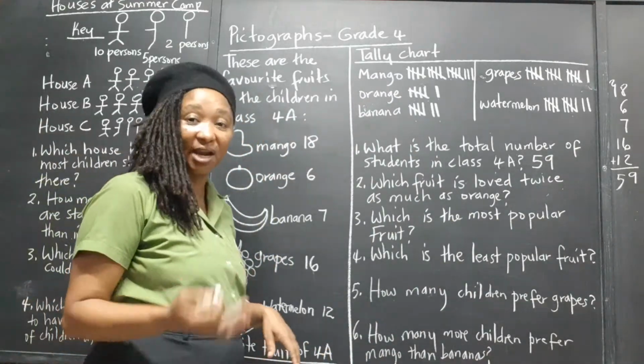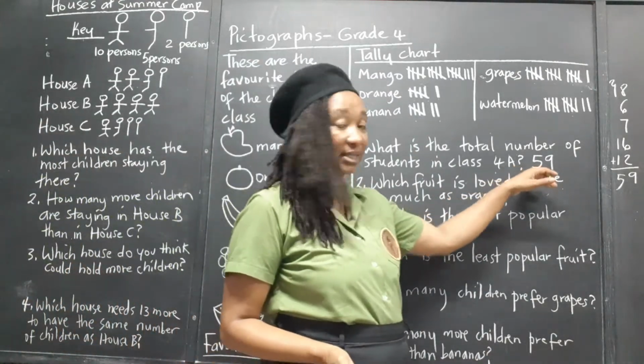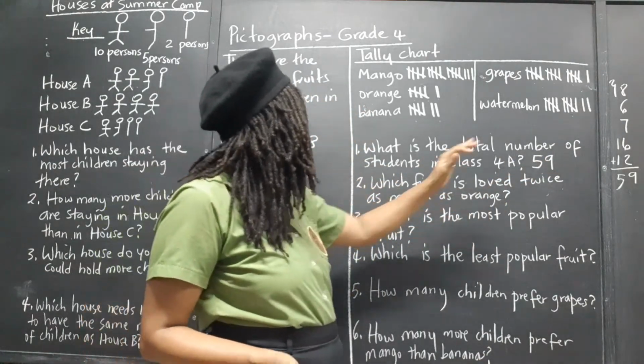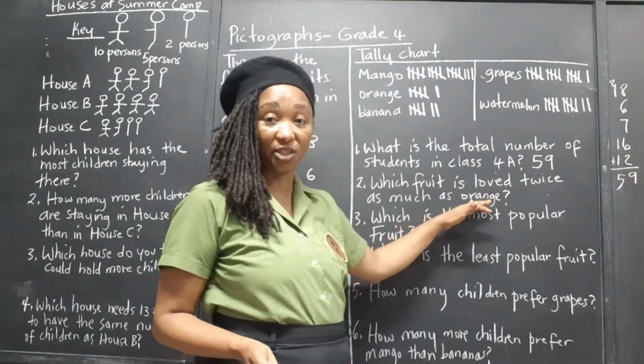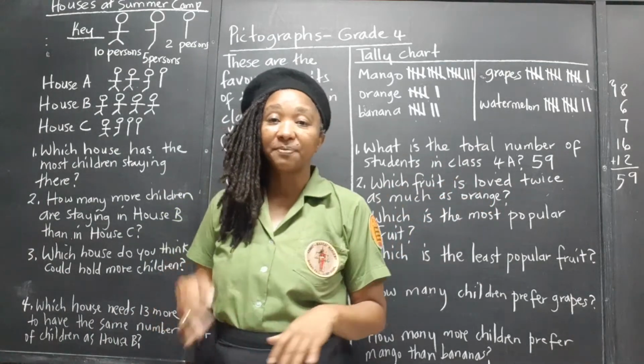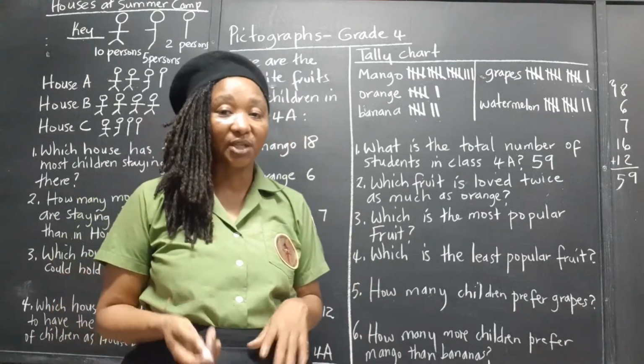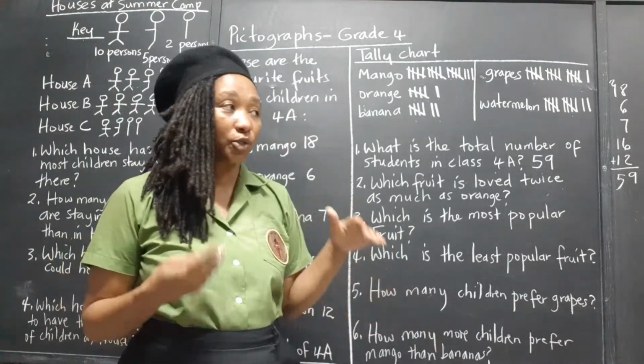How many students are in your class? How does it compare to this class? That's a big class. Alright, which fruit is loved twice as much as orange? We know that twice means 2 times. So 2 times as much.